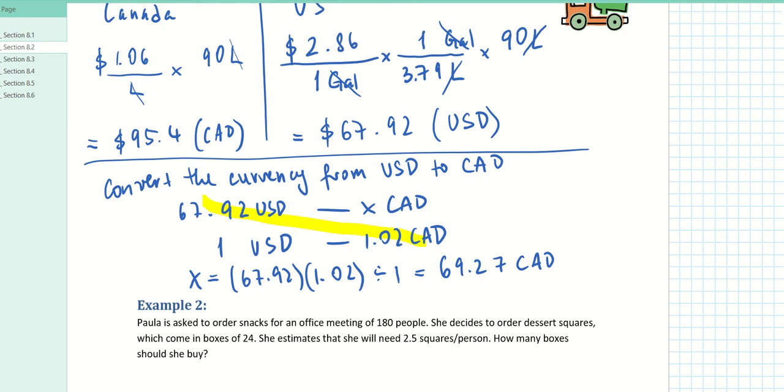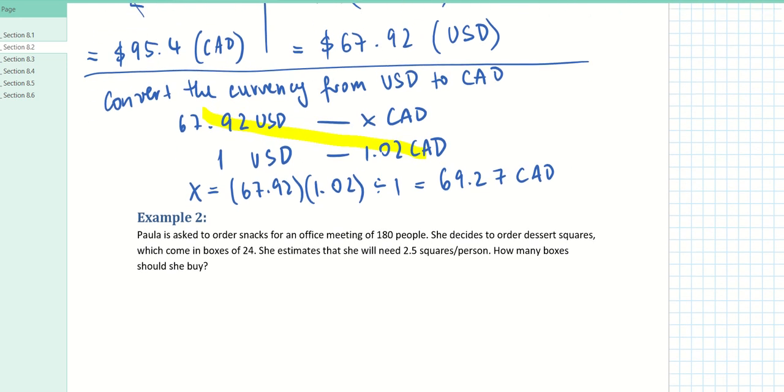In this case, if you compare the price 95.4 versus 69.27, this is cheaper, right? Depending how close Jeff lives to the border, it might be worthwhile going to the US to fill up his tank or not. If you live too far and it takes too long to get through the border and it's not worth your time, then maybe you just want to fill up in Canada. Also, the prices vary from time to time, and the exchange rate varies. So it all depends on what's going on at the time that you want to do this. This is just an example which you can use to actually calculate this sort of stuff at home.